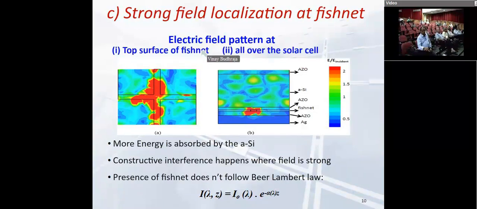The left side figure shows the top surface of the fishnet, and the right side figure shows the overall solar cell. This picture says that more energy is absorbed by the amorphous silicon. What happens is that the scattered surface wave and the incident wave interfere constructively at these locations. That's why at these locations the electric field is high. Because of that constructive interference, it has the high electric field that's associated with the absorption.